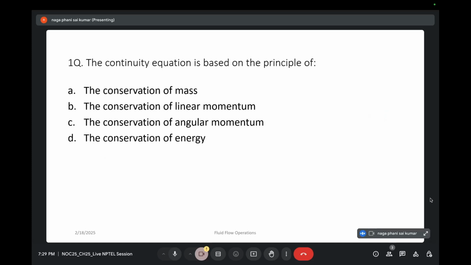Okay, so the continuity equation is based on the principle of the conservation of mass, the conservation of linear momentum, the conservation of angular momentum, or the conservation of energy. Which of the following principles is used for the continuity equation? That is the conservation of mass, option A.